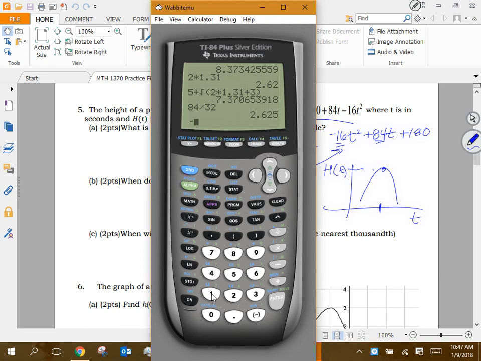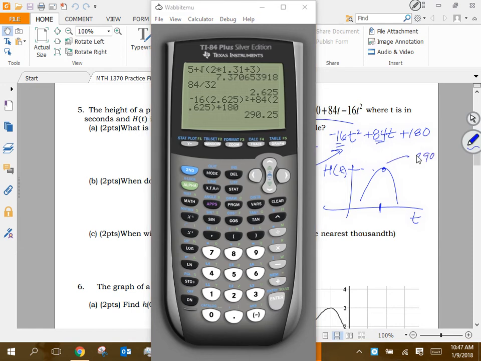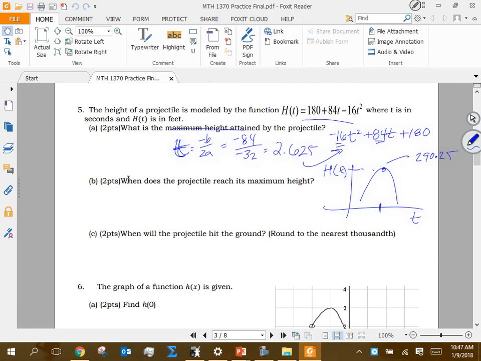So I'm going to go negative 16 times 2.625, that quantity squared, plus 84 times 2.625, plus then 180. And we get 290.25. So that's what they're looking for in part A, the 290.25. When does the projectile reach its maximum height? Okay, that was what we found right there. So that's 2.625.